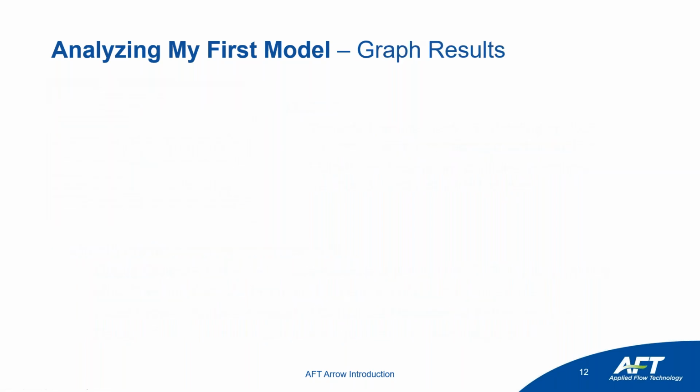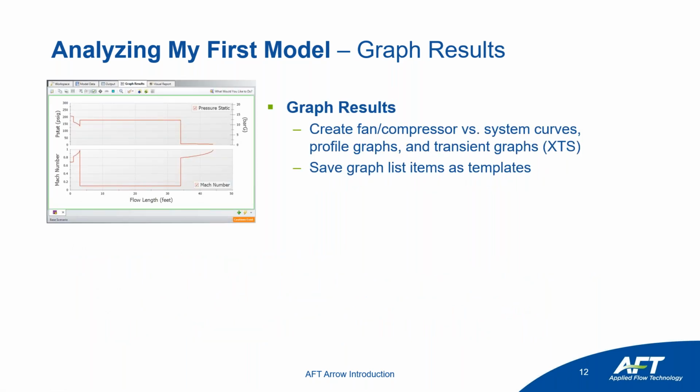Next, we'll take a look at our graph results, which is very valuable to see how different parameters are interacting with one another, especially in compressible flow. So we can create things like fan and compressor versus system curves. We won't do that in today's example. Profile graphs, which show how different variables change along the length of a pipe. And then you can also show transient graphs, or how things change over time, if you use the add-on module XTS. We'll also show how we can save those graph list items as templates. So if we make other changes to our analysis, we can very quickly reload those graphs.